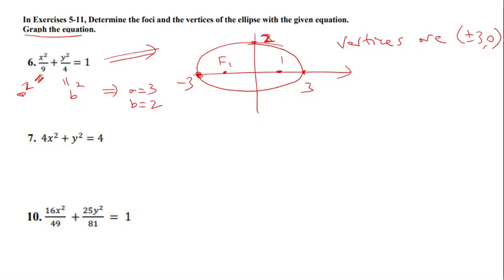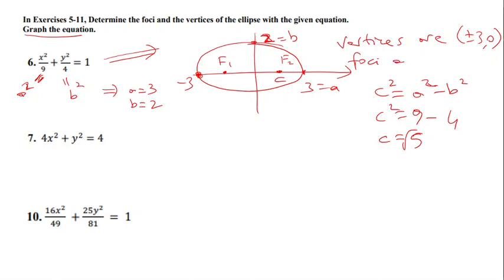If this is A, if this is B, then this has to be C. And what's the relation between C squared and A and B squared? It will be A squared minus B squared this time, because this is 9 minus 4. This will be equal to 5, so C is square root of 5. And here the foci are plus minus square root of 5, 0. So they will be on the same axis as the vertices.